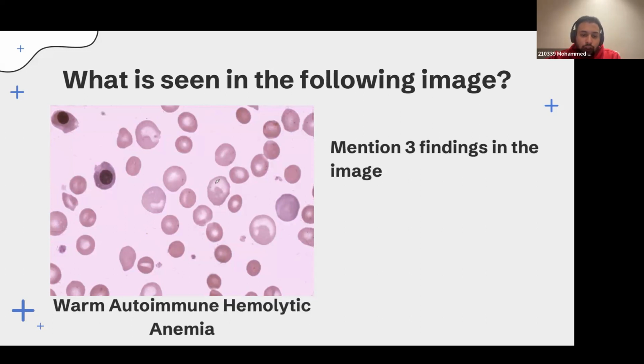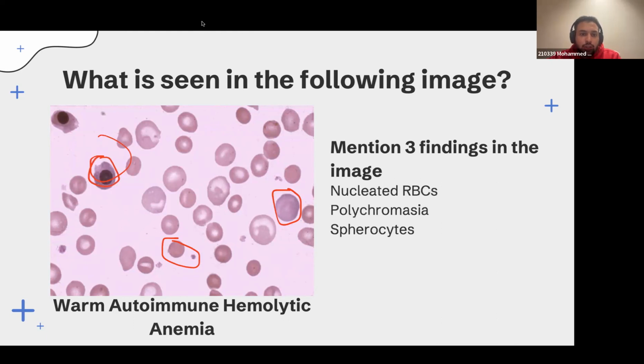Now, can you tell me three findings? Let's go in order. What's the cell? Cool. This one. Reticulocyte, or a polychromatic cell. Perfect. Okay, it's a reticulocyte. This cell. Nucleated RBC. Okay, these are the three findings that you need to remember in the case of autoimmune hemolytic anemia.